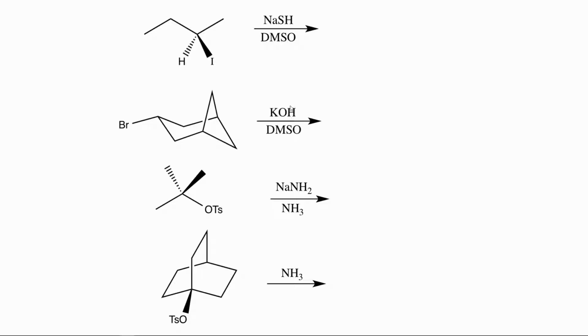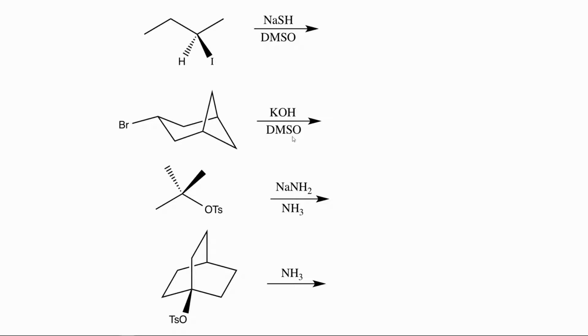Let's look at the reagents first. We have potassium hydroxide. So this is going to be classified as a strong base and a strong nucleophile. We have a polar aprotic solvent, which will lead to SN2/E2, and we have a secondary alkyl halide.